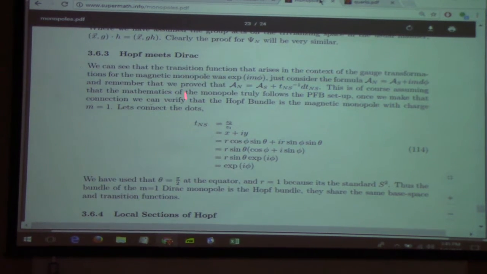Basically, in the pages I just kind of skipped over, I show that the Hopf bundle can be seen to produce a pair of connection forms which are related on their intersection in the same way that the north-south Dirac string potentials are related. And so we identify that, in fact, if you had a magnetic monopole, at the level of fiber bundle, it means you have a Hopf bundle.